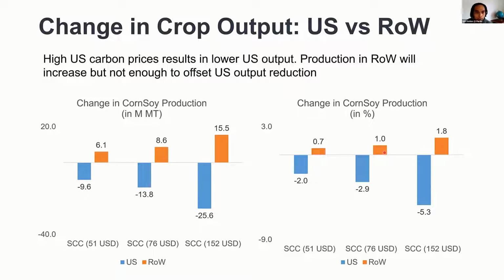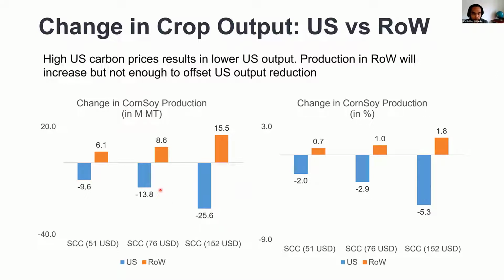their production. What's interesting here is that there's this leakage effect, with production in the rest of the world going up. It goes up by around 15 million metric tons if you focus on the highest cost of carbon pricing. And it's not enough to offset the reduction we're observing here in the US, which is around 25 million metric tons of corn soy production.